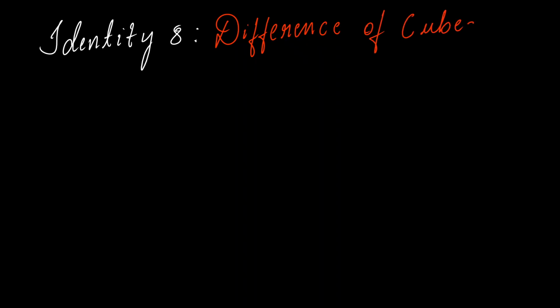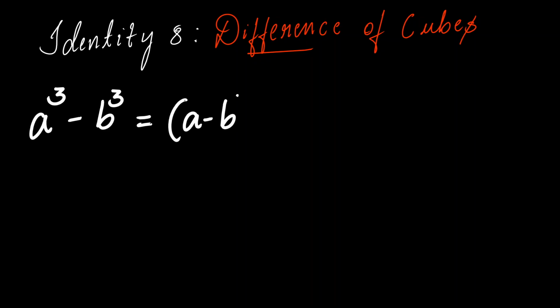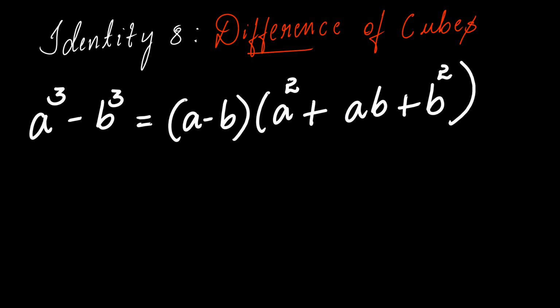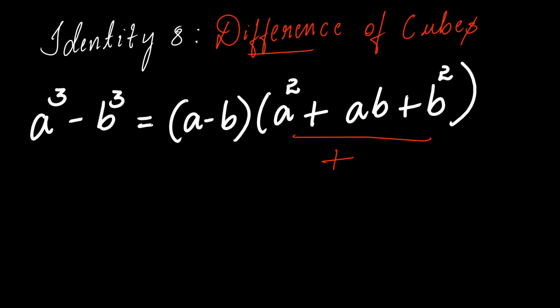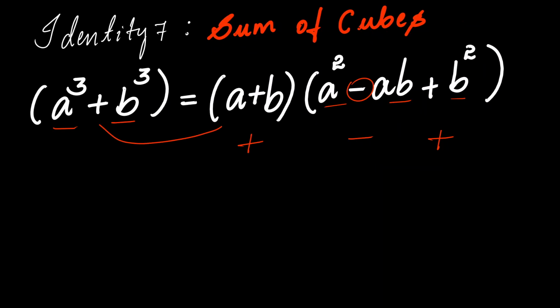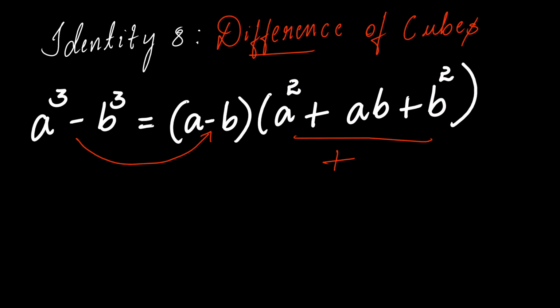a cube minus b cube equals (a - b) multiplied by (a square plus ab plus b square). So here the sign inside becomes positive, but in the sum of cubes the sign inside is negative. Only the sign inside is negative there. Here the sign inside is positive. So when the question is a cube minus b cube, the first term will change to negative, and in the sum of cubes the first term is positive. That's why here a plus b.